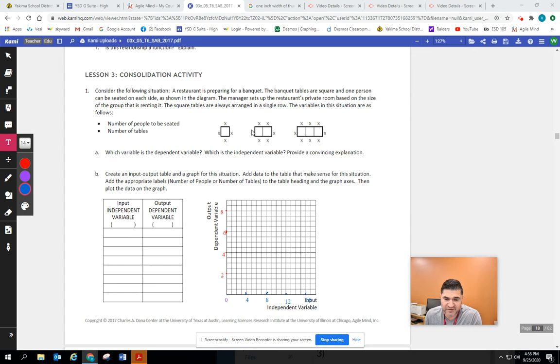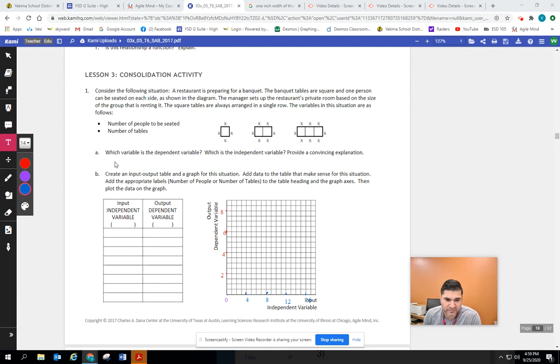Okay, so here you can see the arrangement. Here's the table. 4 people can sit there. 2 tables, let's see, 1, 2, 3, 4, 5, 6 people can sit there. And then here's 3 tables. 8 people can sit at 3 tables. And let's look at letter A. Which variable is the dependent variable?